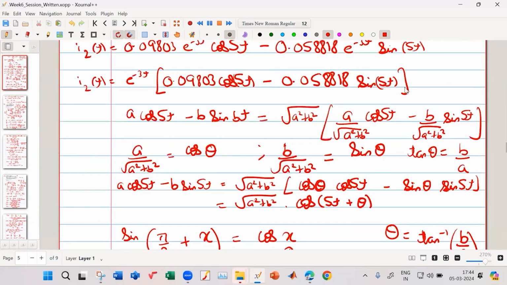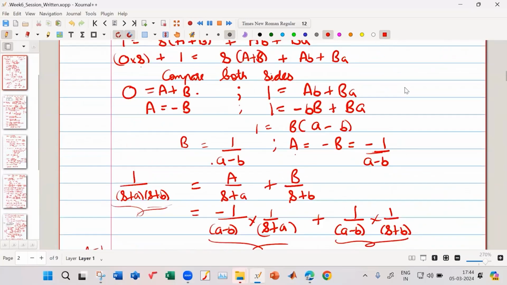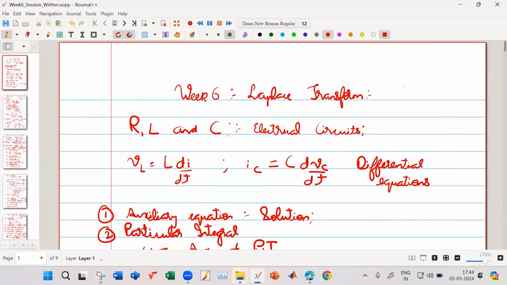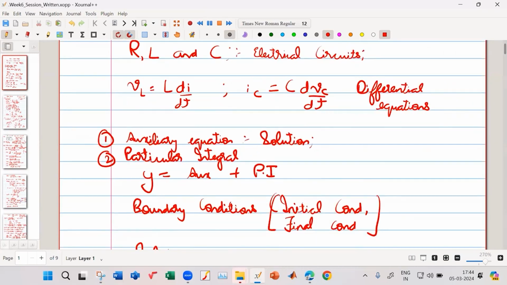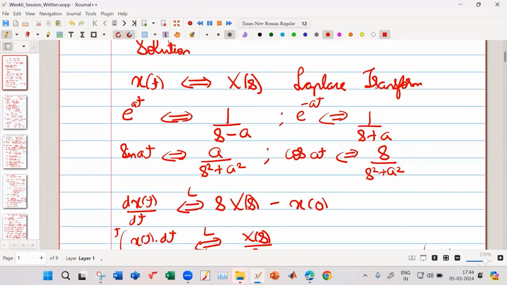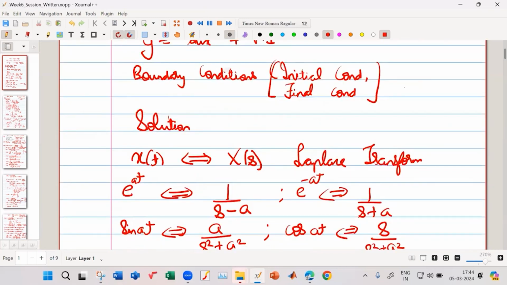So I will revise again what we did. First, I told why we go from differential equations to Laplace transform. Why the boundary condition, initial condition, final condition, all that we have to consider. Then we finally get a solution. Instead, there's something known as Laplace transform, which makes a differential equation into an algebraic equation.